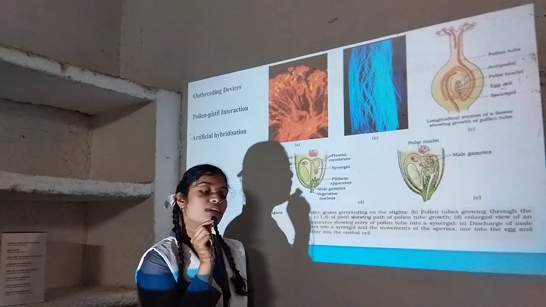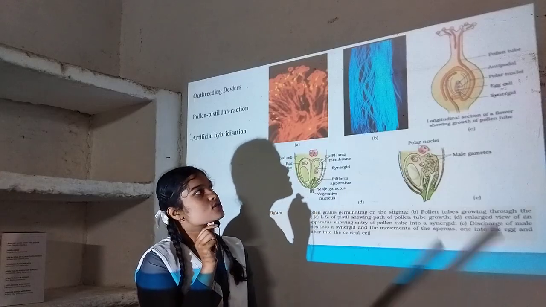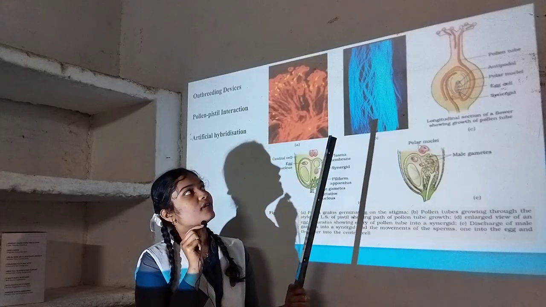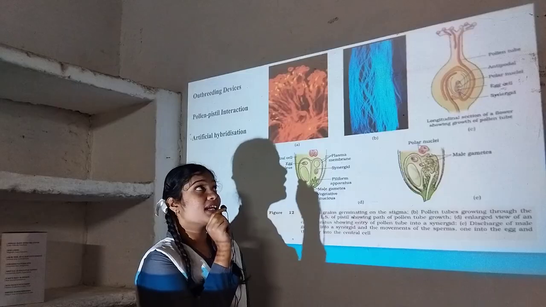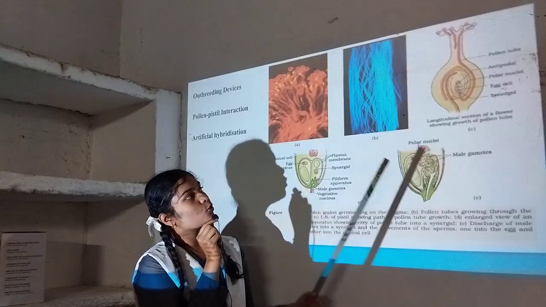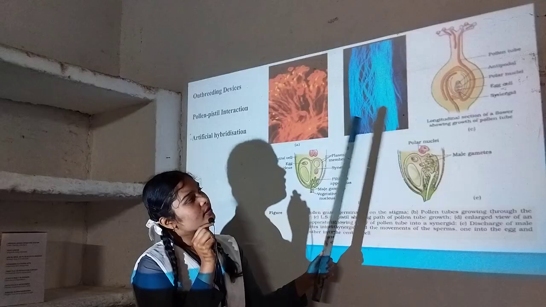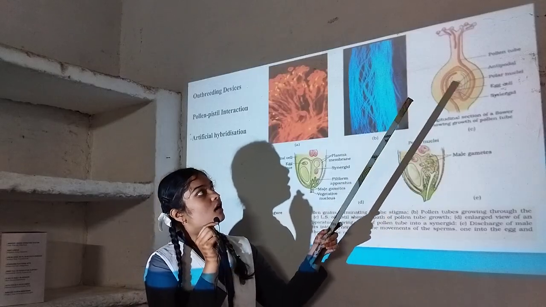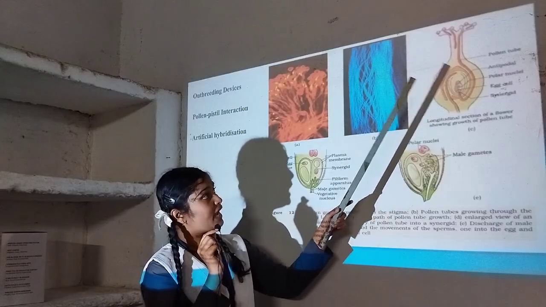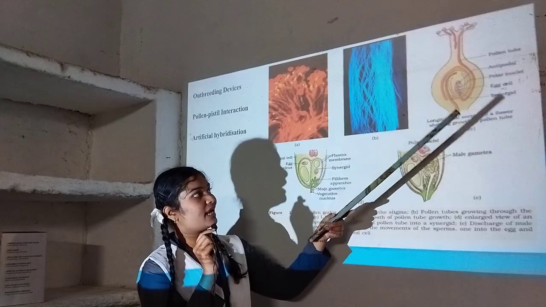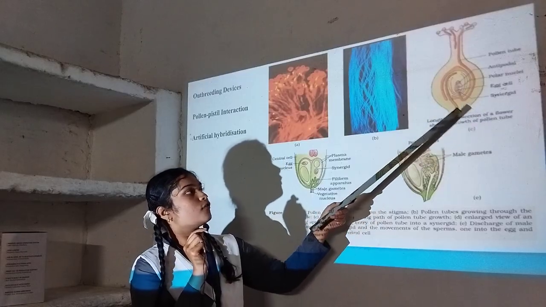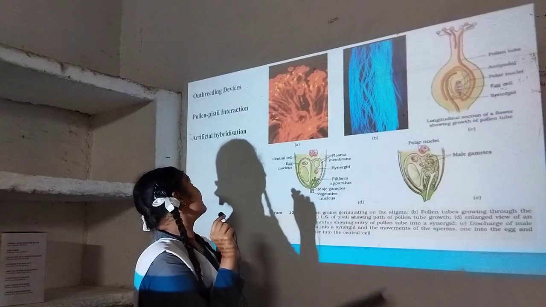But if the pollen grain is compatible, the stigma will allow the pollen grain to germinate its pollen tube through the tissue of the stigma, and then the pollen tube will first enter the style, and through the style it will enter the ovule from its micropylar end.